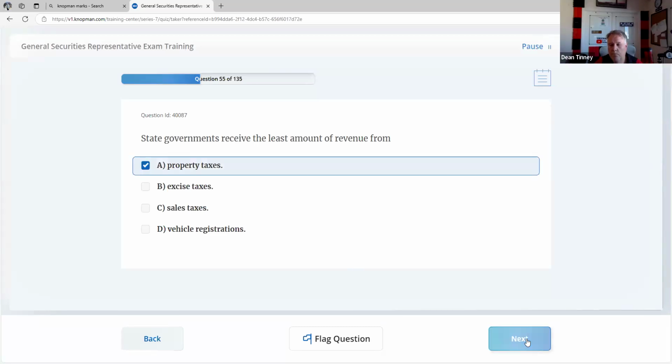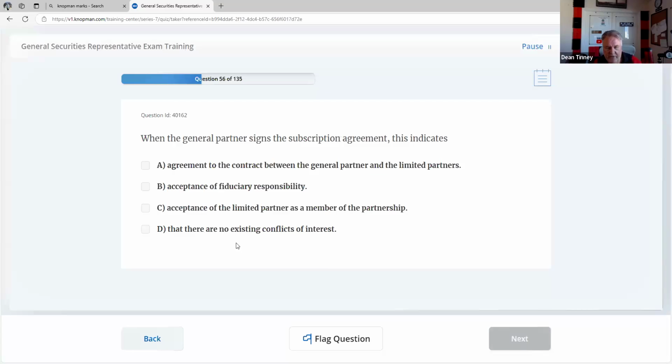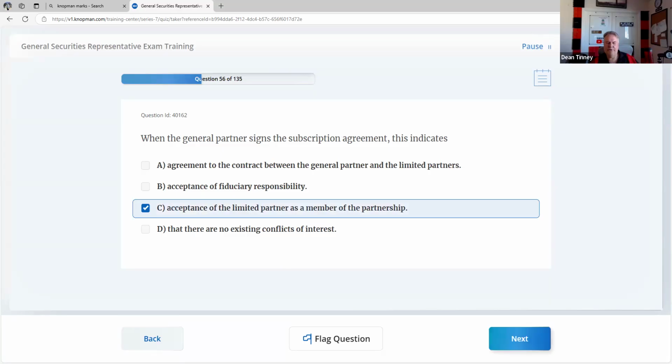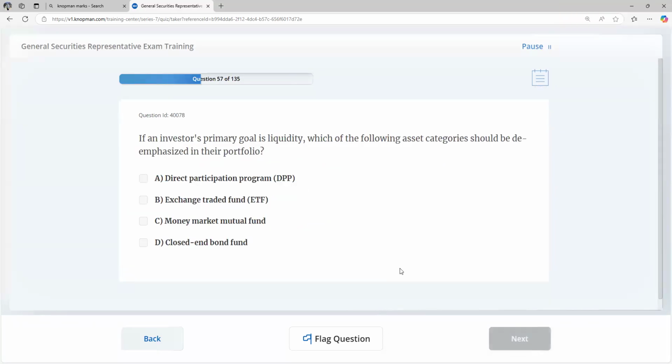When the general partner signs a subscription agreement, this indicates the acceptance of the limited partner. Welcome to the partnership. Or at least that's what I think.